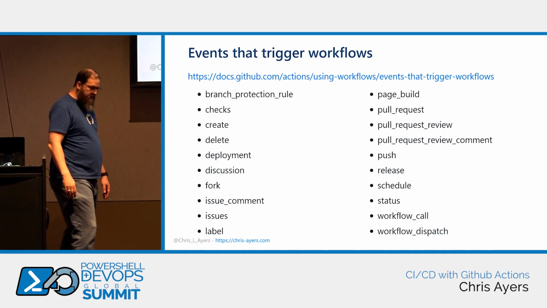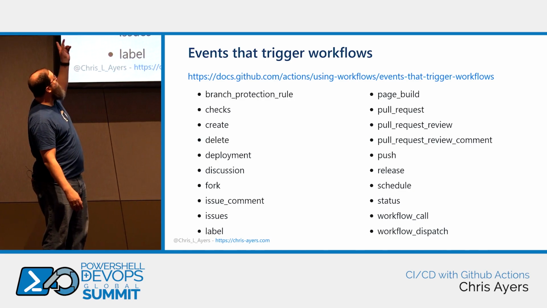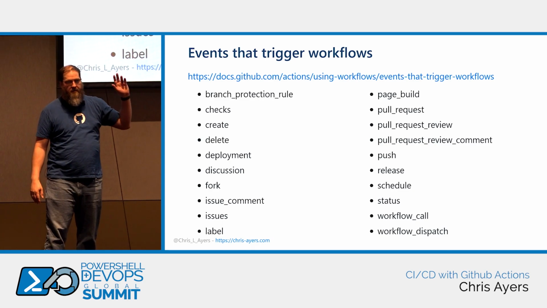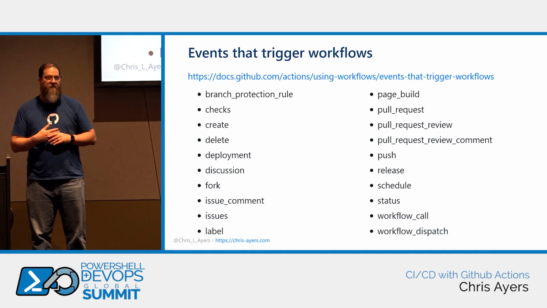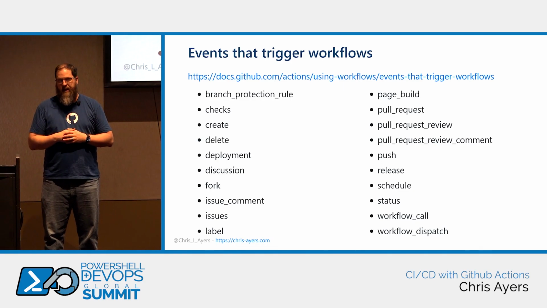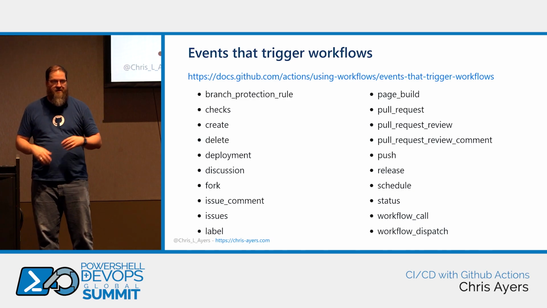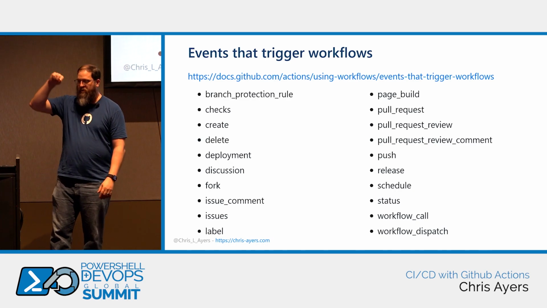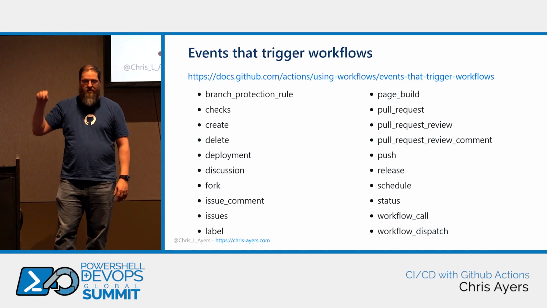There are a lot of events that can trigger workflows. There are some that are code related, like I'm gonna push code, or I'm gonna make a branch, or I'm gonna fork it. But then there's some that are around the other parts. Hey, we have an issue. Somebody made a comment. There's a discussion. Somebody moved a project thing from one column to another. All of those can trigger workflows.